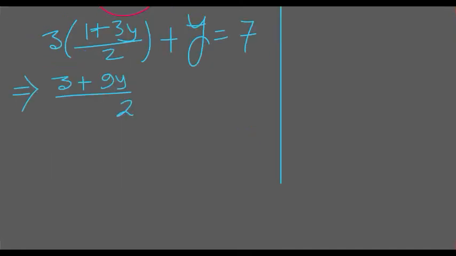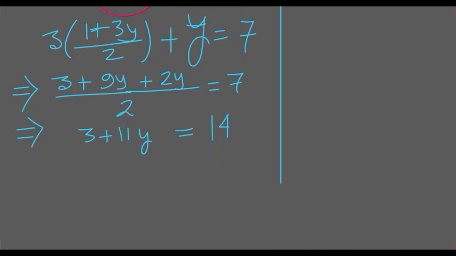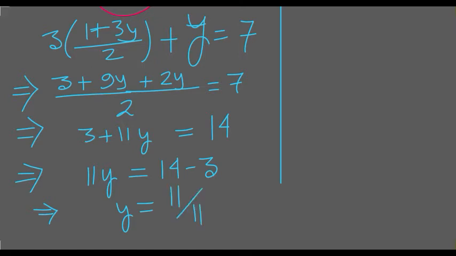And then if we take the LCM 2, then y will be multiplied by 2 and we will have plus 2y, equal to 7. On adding 9y and 2y it becomes 11y, and the 2 on the right hand side makes it 14, and then we can take the 3 to the right hand side. On the left hand side we will only be left with 11y, and that will be equal to 14 minus 3, which is 11. So that 11 will be divided by the coefficient of y, which is 11, hence 11 by 11, and therefore we get y equal to 1.